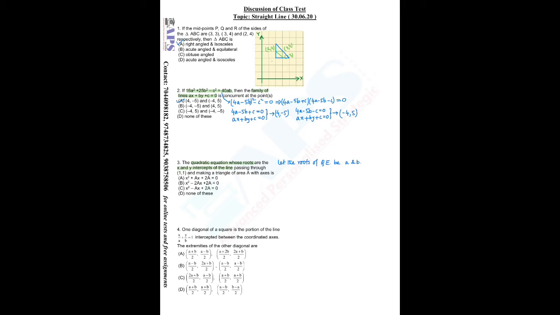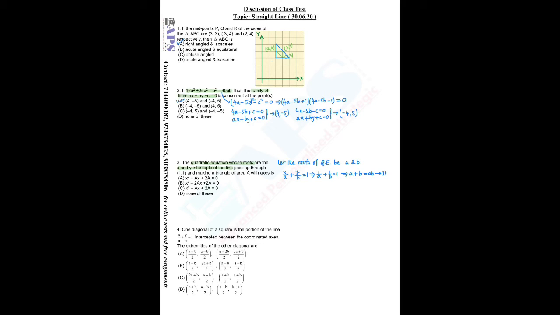Now we have to find a plus b and ab. Also a and b are the x and y intercepts of the line, and the equation of the line then will become x by a plus y by b equal to 1. Since it passes through 1 comma 1, it implies 1 by a plus 1 by b equal to 1, which implies a plus b equal to ab. Right, this is one relation we have got.